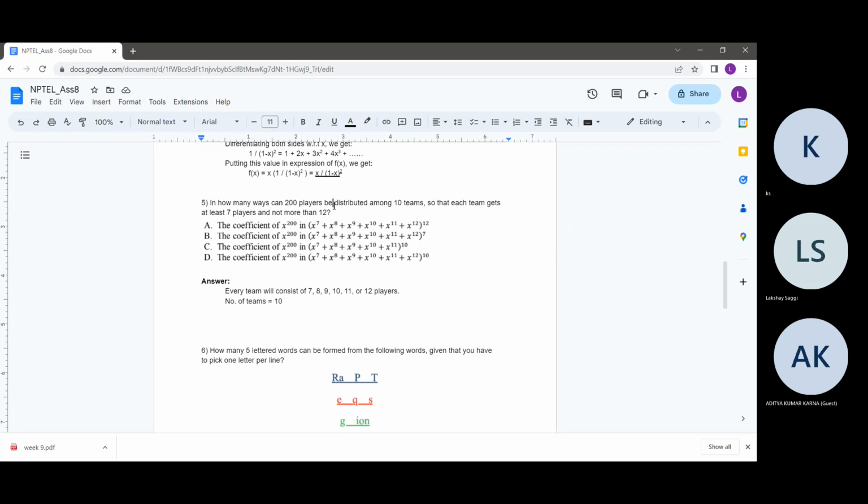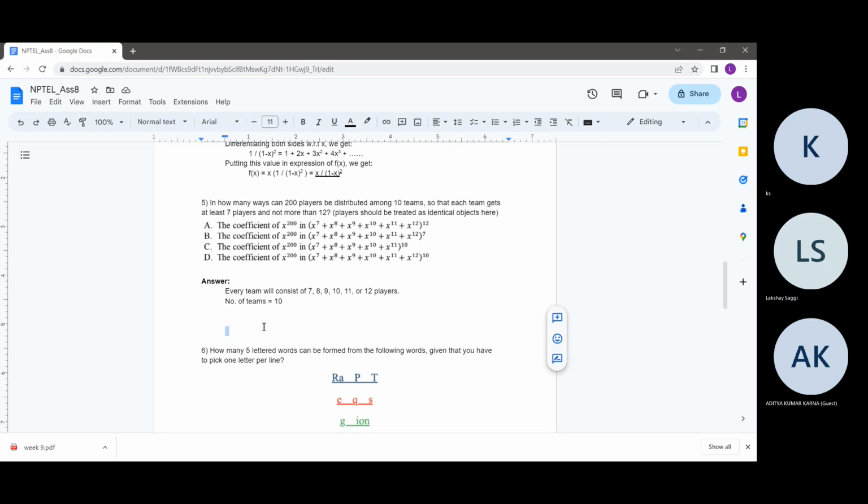Maybe I can write it down also. Players should be treated as identical objects, since we just need to find the distribution of players, not exactly which player is going to which team. We just need to find how many players are going to which team, and the number of possible distributions of that. We just need to find if team 1 is getting 7 players or 8, 9, 10 players, and so on. So I hope it's clear to everyone.